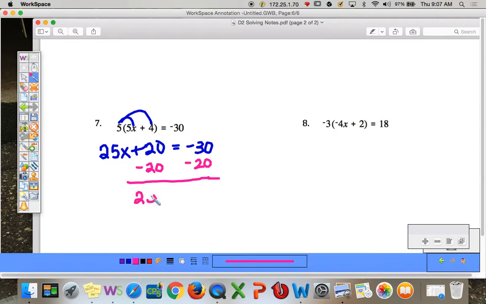We got 25x equals negative 50. We'll divide each side by 25. So here x will be negative 2.